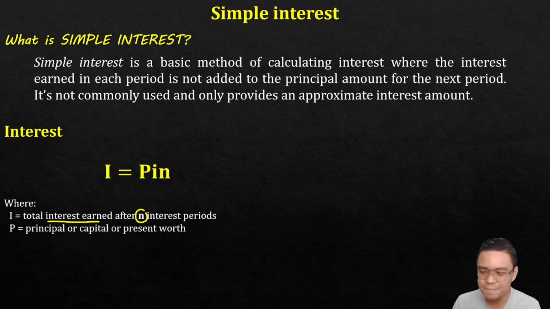Now, what about the P? The P there stands for the principal or capital, or shall we say, the present worth. Now, this is the most crucial part. Because you have to be able to identify in the problem itself whether this is the principal or the present worth. And how would you know that it is a present worth? You have the identifiers. I call them identifiers, or simply put, the verbs. Because the verbs really matter here.